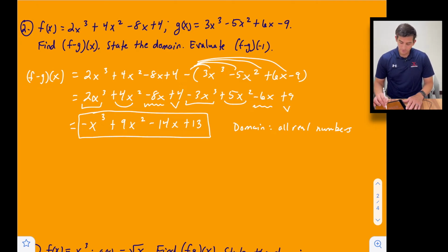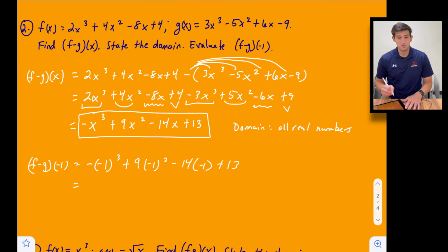All right, and now we're going to evaluate when x is negative 1. So we could say f minus g of negative 1 is equal to, and we're just going to plug negative 1 in for all of the x's that we see in this expression that's in the box. So negative 1 cubed plus 9 times negative 1 squared minus 14 times negative 1 plus 13. So negative 1 cubed would be negative 1, and then make it opposite, so positive 1. Negative 1 squared would be positive 1 times 9 would be 9 plus 14 plus 13. So this is going to be 10 and this is going to be 27. So my answer would be 37 when x is negative 1.